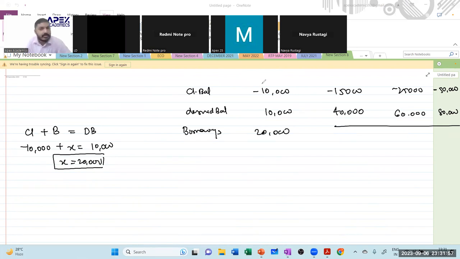Pushkar, why are you doing this? Because there was a minus closing balance and there was a desired balance given. Somebody might have had a doubt why I borrowed 20,000. I'm clearing that concept for those students.